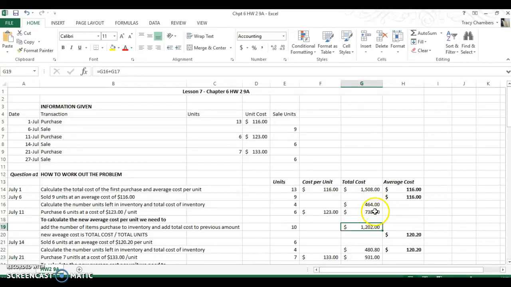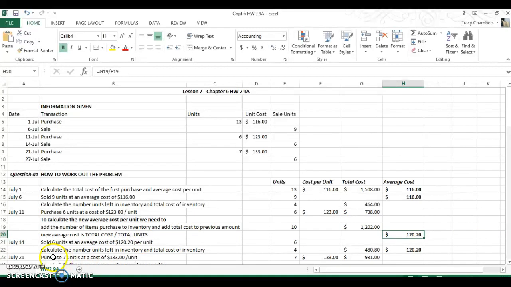And if we add these two figures right here, we come up with our total cost of $1,202. And to calculate our new average cost, we take our total cost divided by our units, which gives us our new average cost of $120.20.